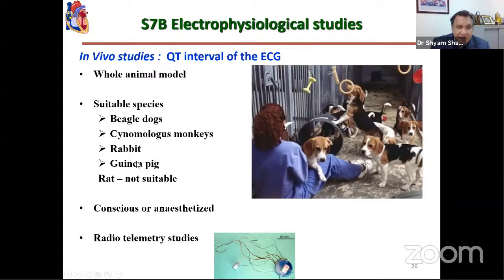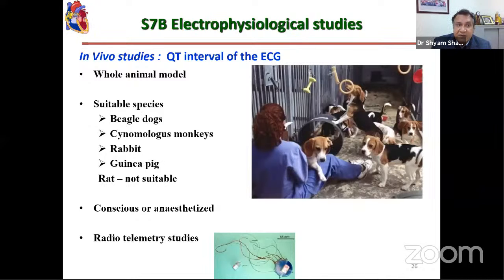Cynomolgus monkey, rabbit, guinea pig. Rat are not a suitable animal model for doing QT prolongation. That's why you always have to look into which species is going to be better. You can use conscious or anesthetized animals, or the radio telemetry study. In our facility, we generally use guinea pig for these kinds of QT prolongation studies, as we do not have a big dog.